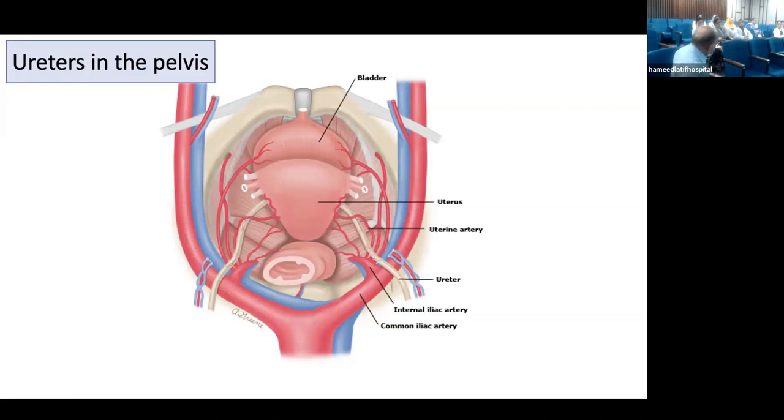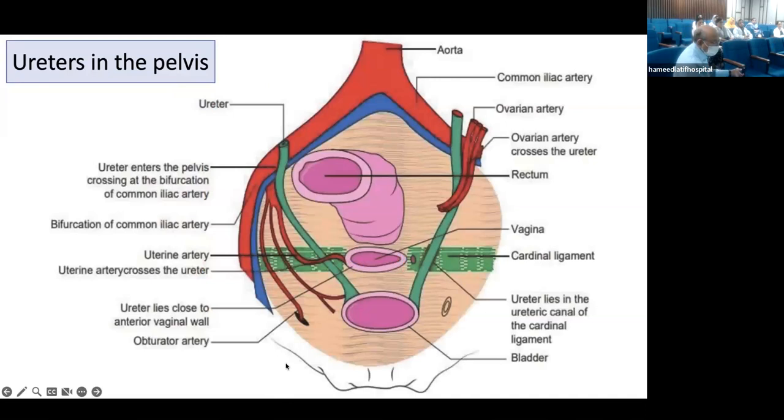Then you apply the clamp to the ligaments. Now, ureters in the pelvis, again, this is important. This is the rectum, this is the uterus, the green is the ureters here, and this is the artery. This green band is the uterosacral ligament, and this is what is known as the ureteric canal. The ureter lies in the ureteric canal of the cardinal ligament here, and this is the bladder. So if you push the bladder here and make a little space, you push the ureter sideways. That is the practical importance of this.